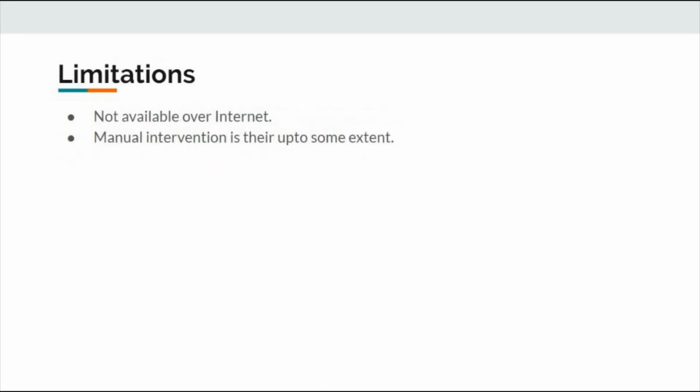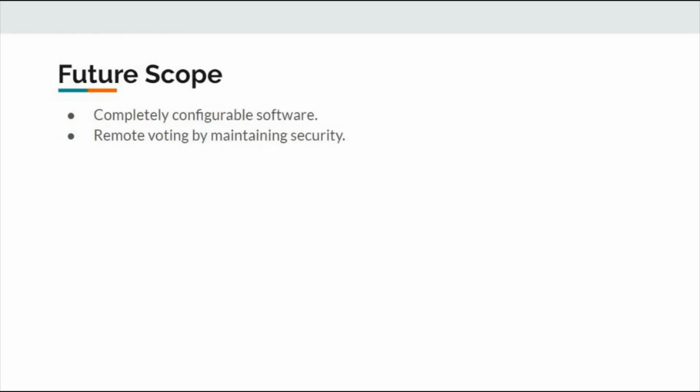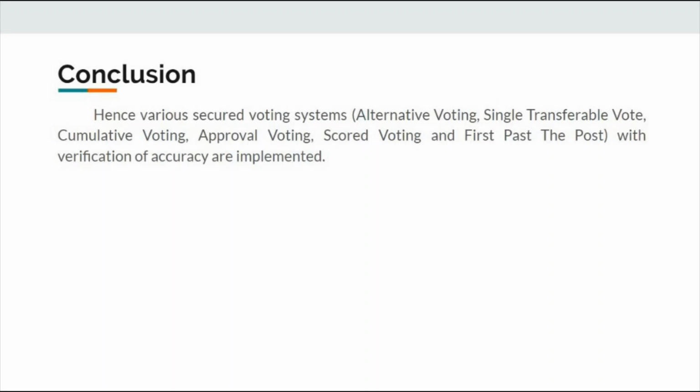These are the applications. Limitations: not available over the internet and manual intervention is required up to some extent. Future scope: completely configurable software. Remote voting by maintaining security. Conclusion: hence we have developed a system with multiple voting systems under one roof with accurate results.